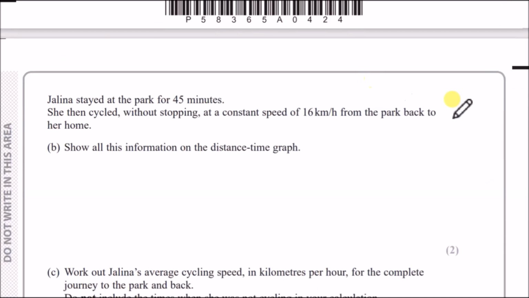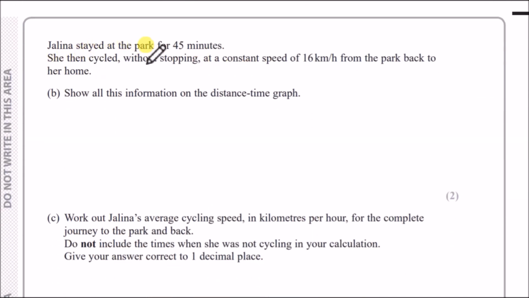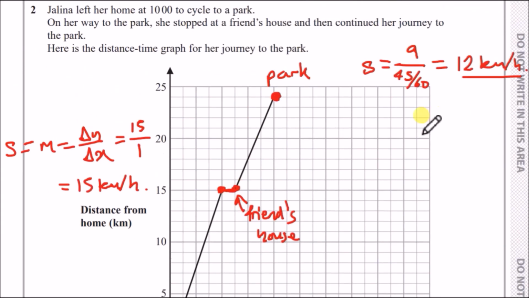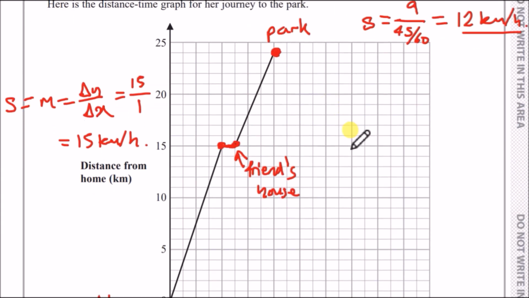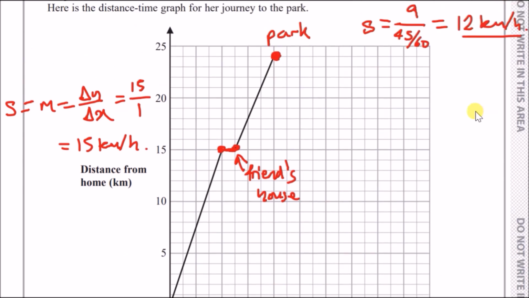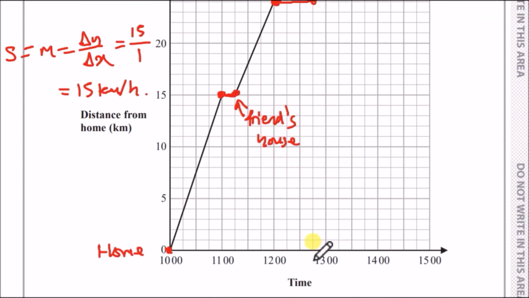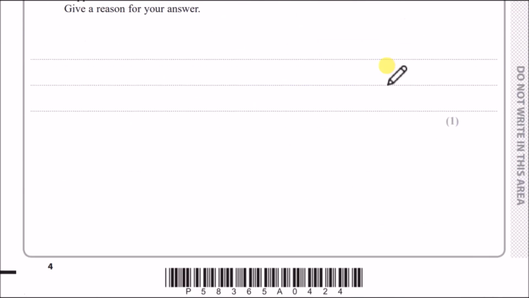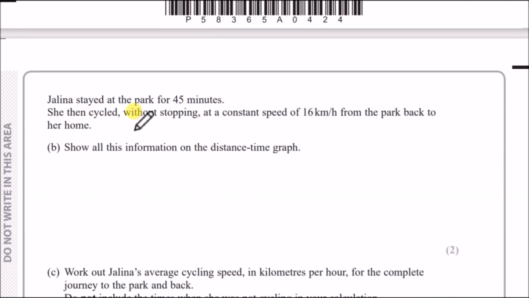Now for the second part, it said Jelena stayed at the park for 45 minutes. So let's just put that there for a second. You're at the park, and we know that every little block is 15 minutes. So she must have stayed up to here, so that's 12:45, 45 minutes. She then cycled without stopping at a constant speed of 16 kilometers per hour from the park back to her home.